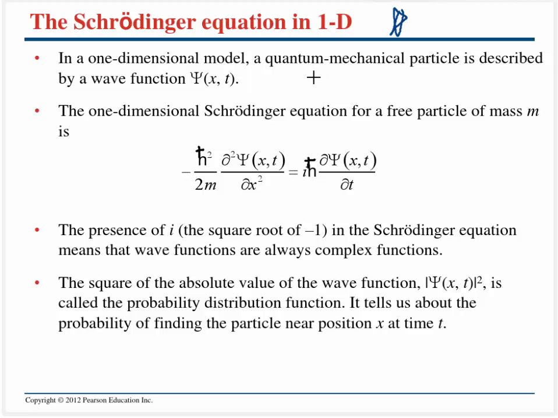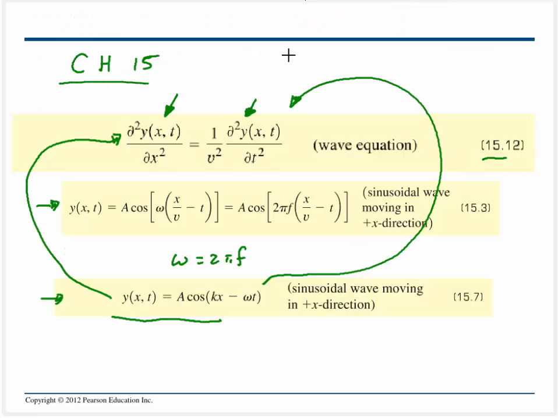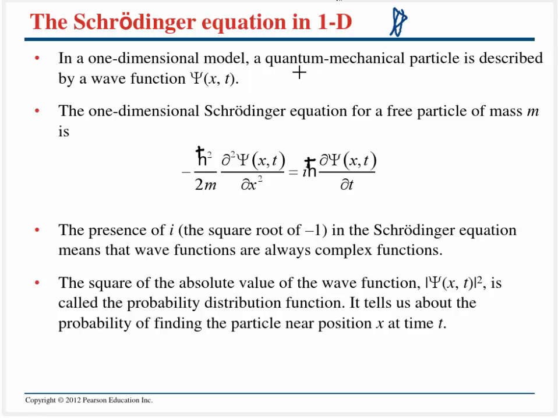And essentially the book goes through a big long scary derivation, but much like waves on a string must have obeyed this second order differential equation in chapter 15, then a free quantum mechanical particle must obey this equation right here. And very typically we say that a wave function psi, which is a function of x and t, is going to describe that particle.